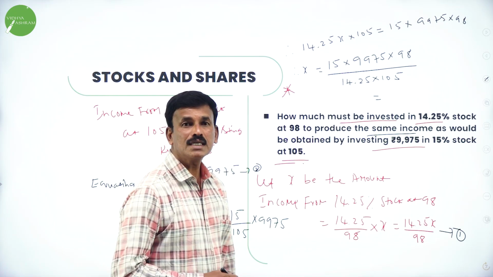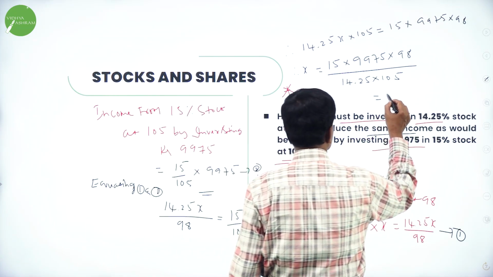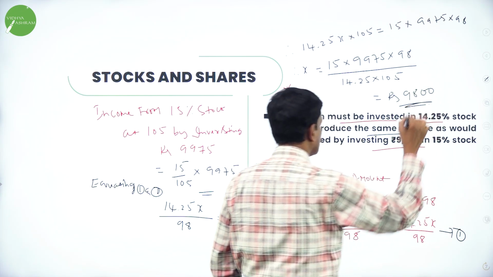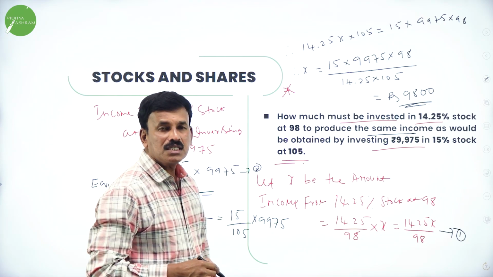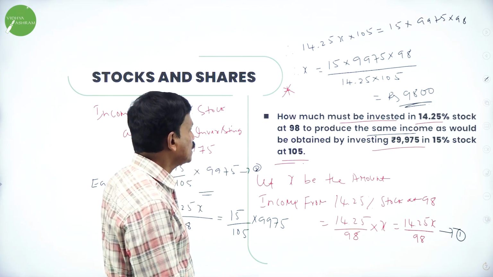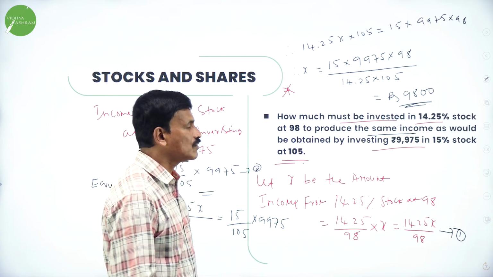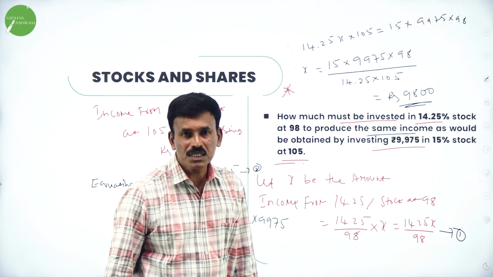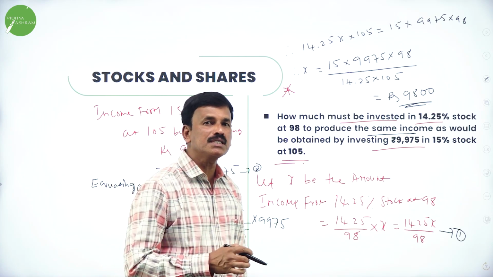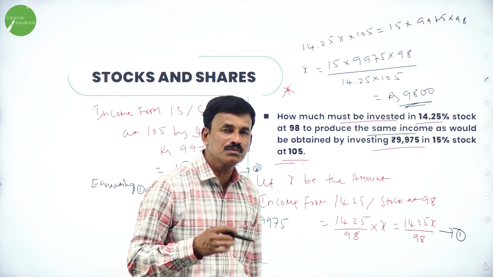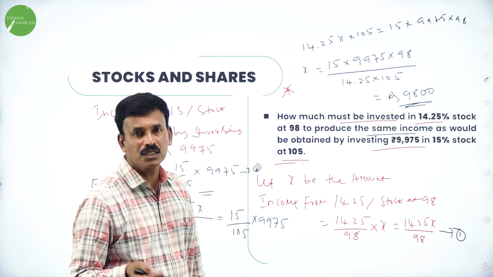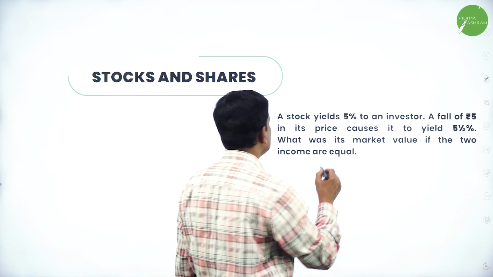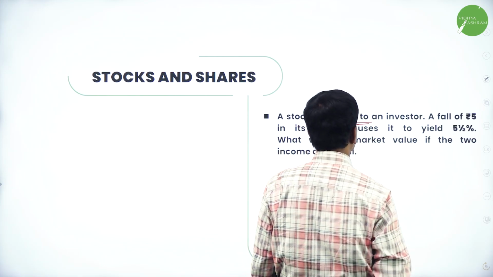Simplify this and you will get the answer. It is equal to rupees 9,800. So the amount X is rupees 9,800 in order to get the equal income. That means the amount invested is rupees 9,800. Next problem.